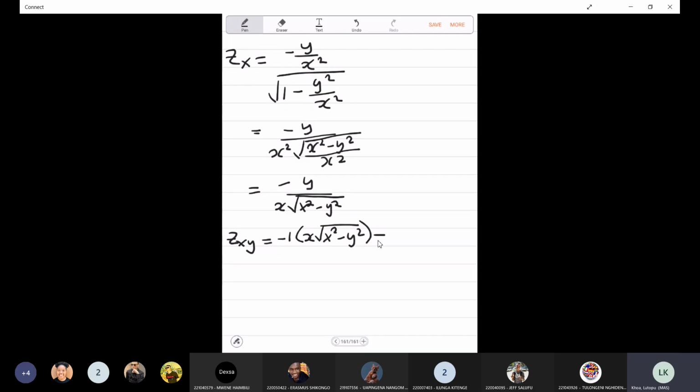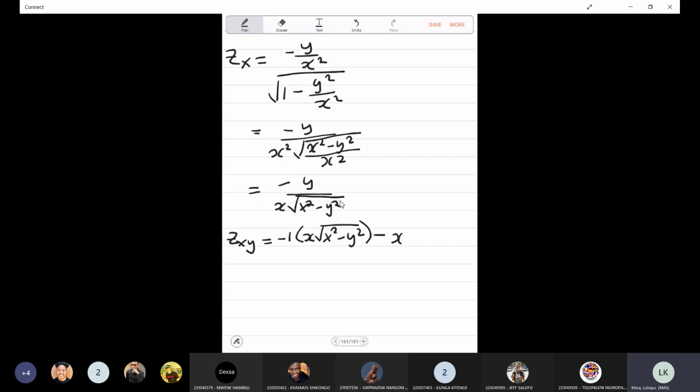Okay, so here, minus the derivative of the denominator. So remember here we're differentiating with respect to y. So this is a constant. I don't need to use the product rule over here. So the derivative of this is just x.